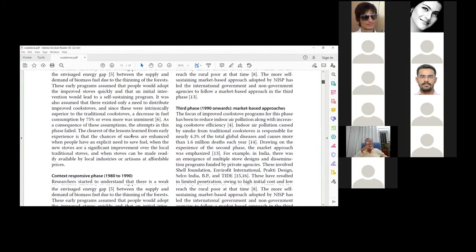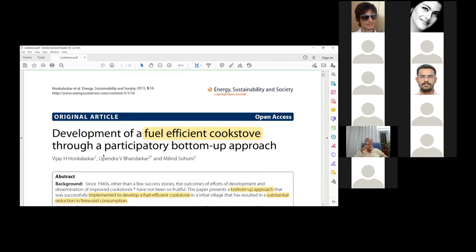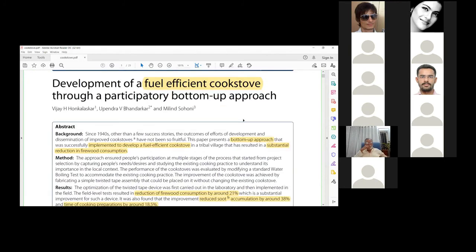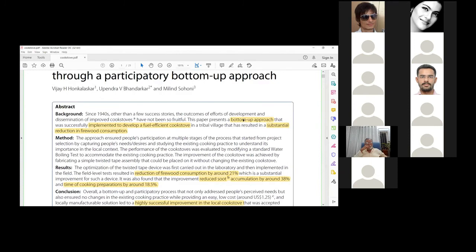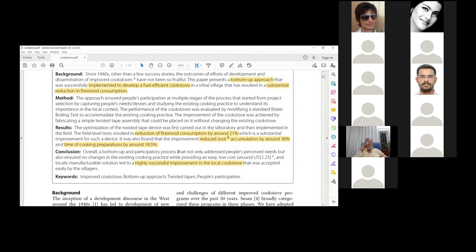This is the paper, Development of a Fuel Efficient Cook Stove. In this, a bottom-up approach is used to develop a fuel efficient cook stove. There is a reduction of firewood consumption by around 21%, reduced soot accumulation by around 38%, and time of cooking preparation reduced by around 18.5%.